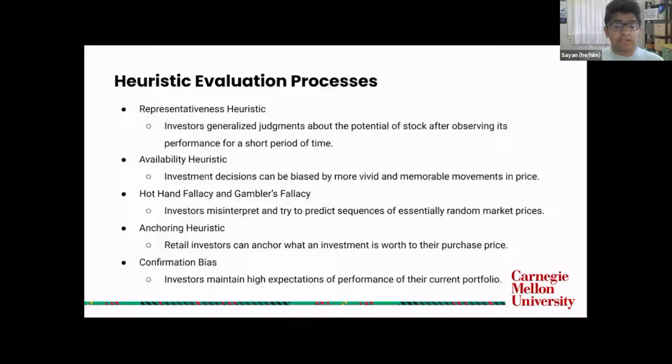Retail investors are also prone to anchor their estimates of what an investment is worth to the price that they purchased it for. So an investor might hold on to another poor investment for too long in the hopes that it would go back to the price they bought it for. And finally, another cognitive bias I studied was the confirmation bias. It leads people to seek information that is consonant with their prior beliefs. It leads investors into maintaining unrealistically high expectations of performance of their current investments and lower expectations of alternate investments they could be making.